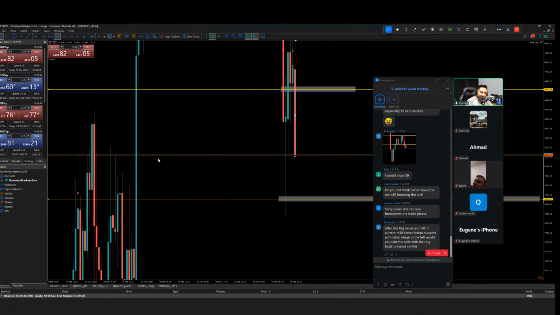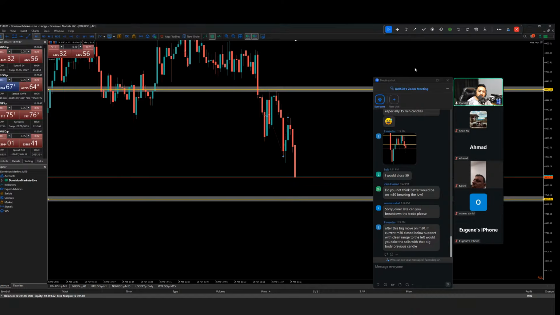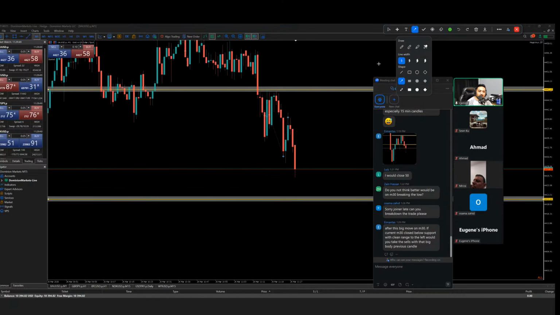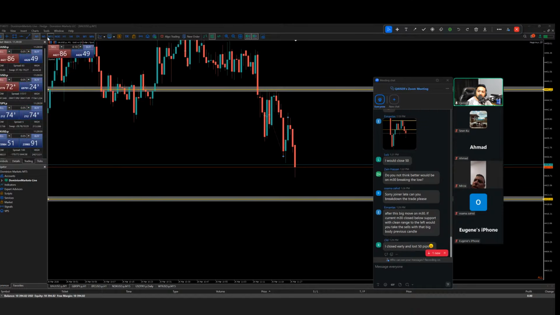Do you think better would be on the 30-minute breaking the low? Yeah, but I want the best price actually. That's why I executed here. 50-minute makes sense. Oh, look at this one. It came back again, tapping my stop loss. It's continuously happening with me. It's coming back, tapping my stop loss, and then continuously going in my favor. I just hate this thing. It's happened with me like third time today.